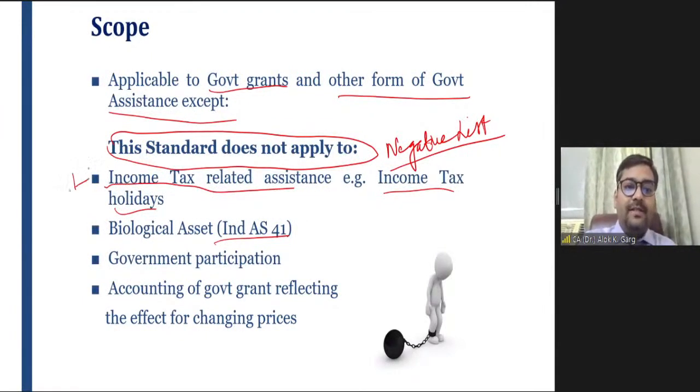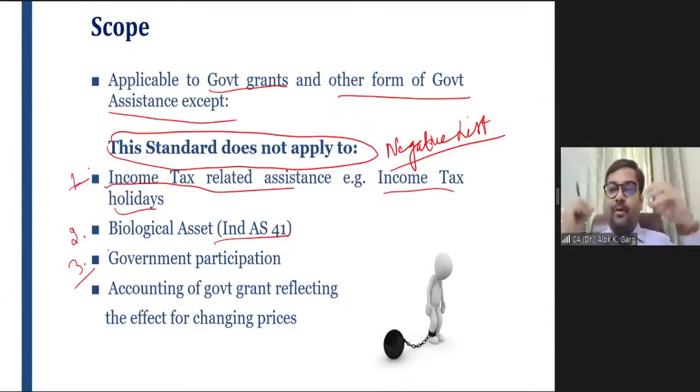Third, government participation. What is meant by government participation? For example, the government is the promoter or owner of a company. Can you name a company where the government is a promoter or owner? Delhi Metro Rail Corporation Limited, DMRC. When you see the balance sheet of DMRC Limited, in the equity share capital part you will see that this much equity is held by the Lieutenant Governor of Delhi, and this much equity is held by the President of India. It means who are the promoters of Delhi Metro Rail Corporation? The central government and state government are the promoters.